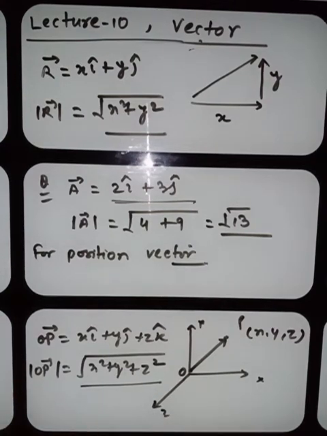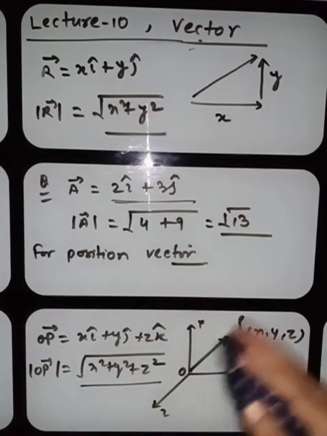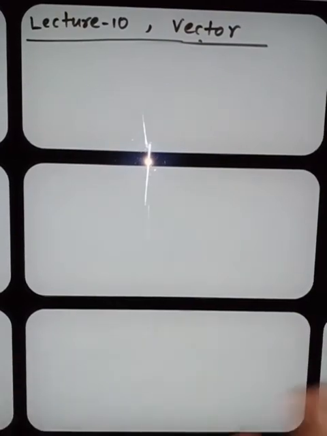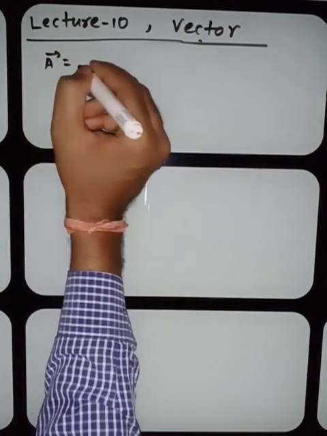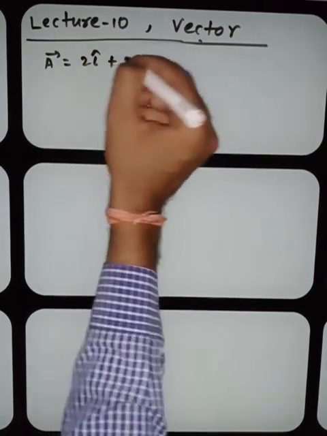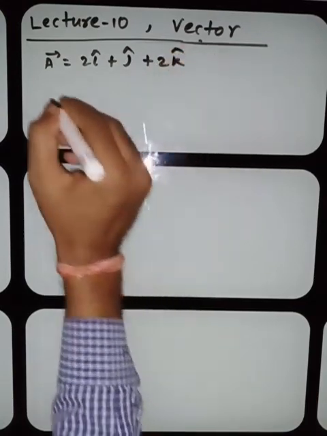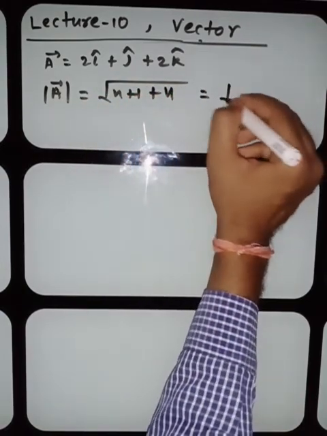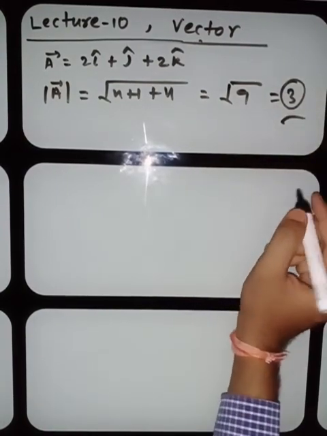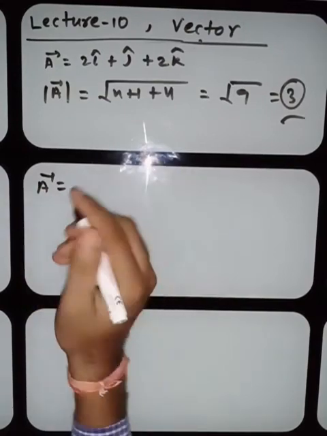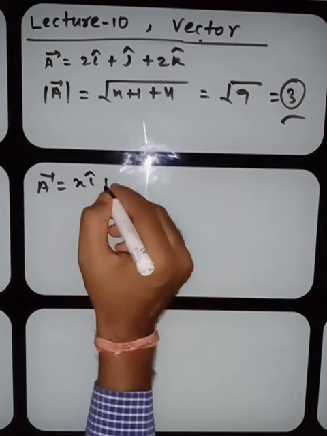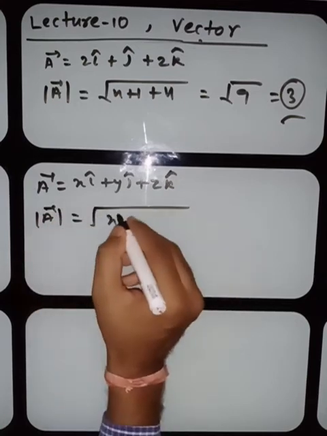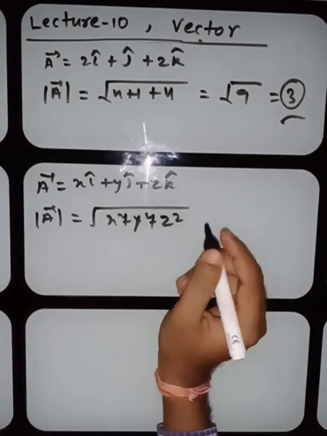You have to remember. So here I am going to solve a few questions. Kindly note down. Suppose you have a vector A, it is 2i plus j plus 2k. What will be the magnitude of this vector A? Yes, it is root under 4 plus 1 plus 4, that is 9, that is 3. Very simple answer. Now, let me generalize this one. If the vector is xi plus yj plus zk, what will be the magnitude? The magnitude will be root under x square plus y square plus z square.